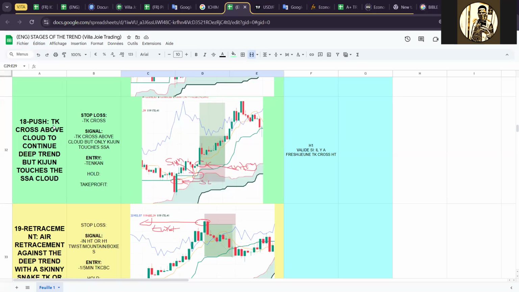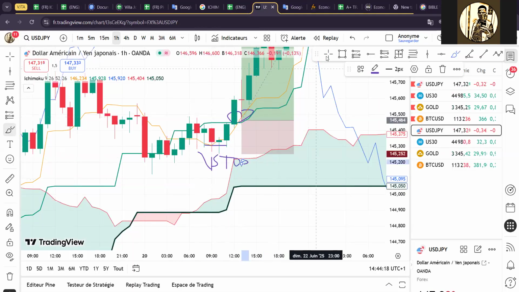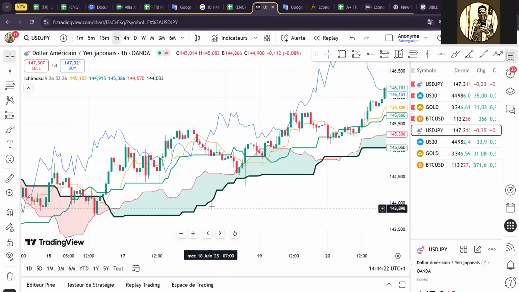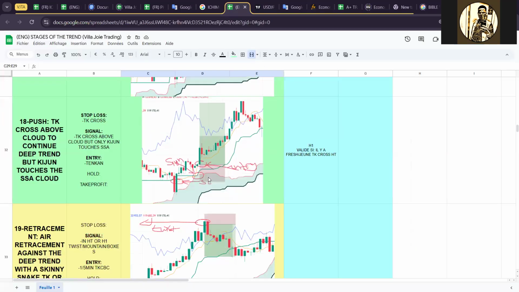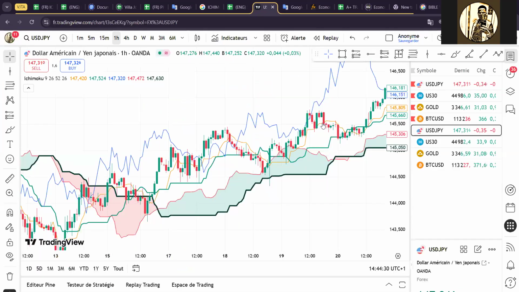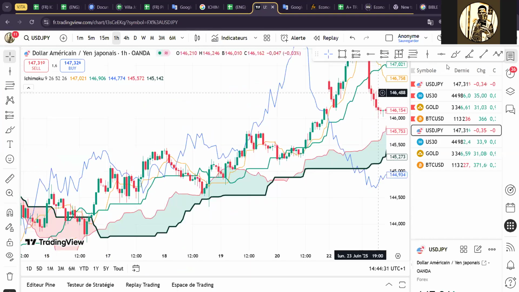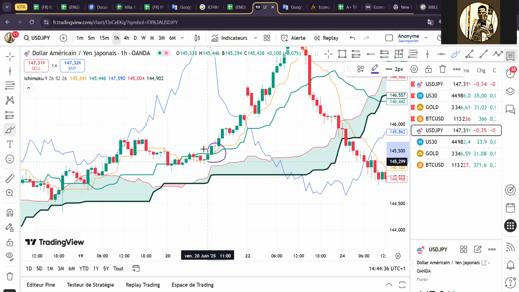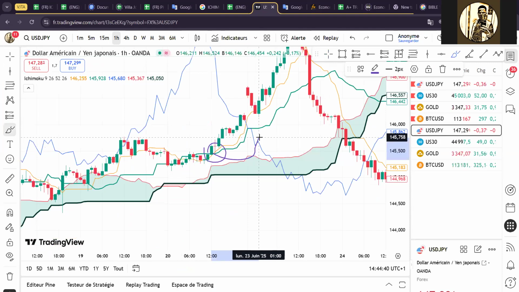TK cross continue. TK cross above the cloud to continue the dip, but Kijun touches the SSA cloud. Okay. I don't think I can find this one very soon. But this is a little bit of an example. It is also a cross above the cloud like this one, right? Like this one. But Kijun will come and touch SSA, then continue to the upside.